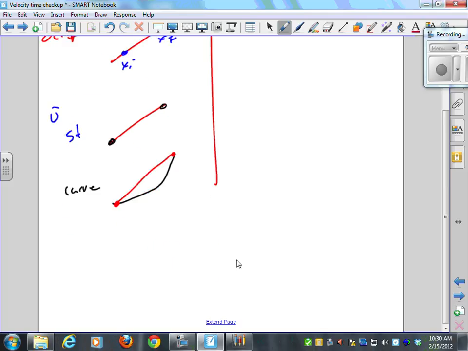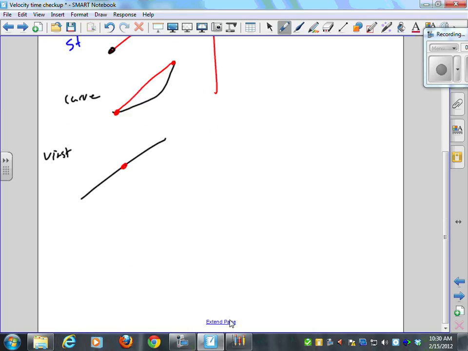If you're asked for instantaneous velocity and it's a straight line graph, how do you find the slope at an instant? Just find the slope of the line, right? But if it's a curved line graph, how do you find the slope at an instant? You draw the tangent line. Okay? You might want to draw those little pictures on the sheet. That's why I'm doing them up here. Okay?